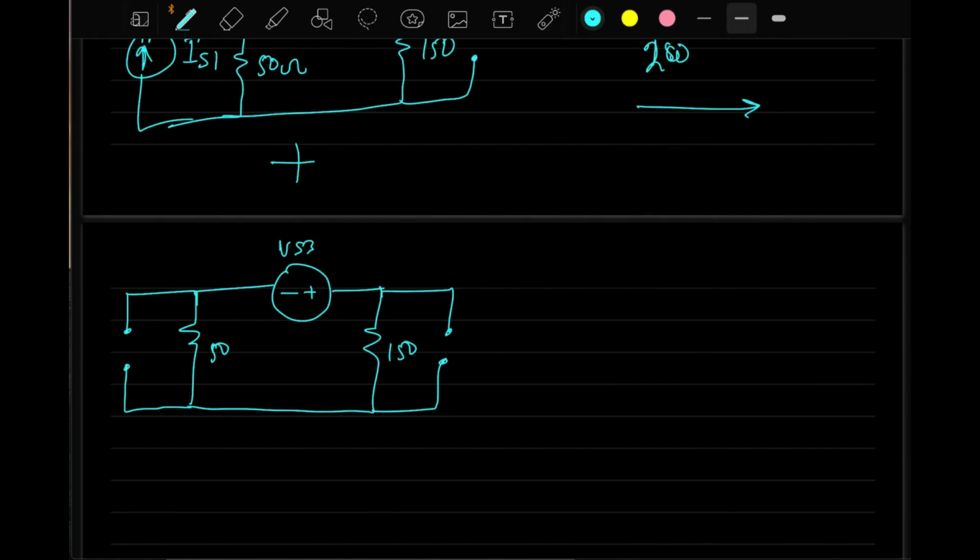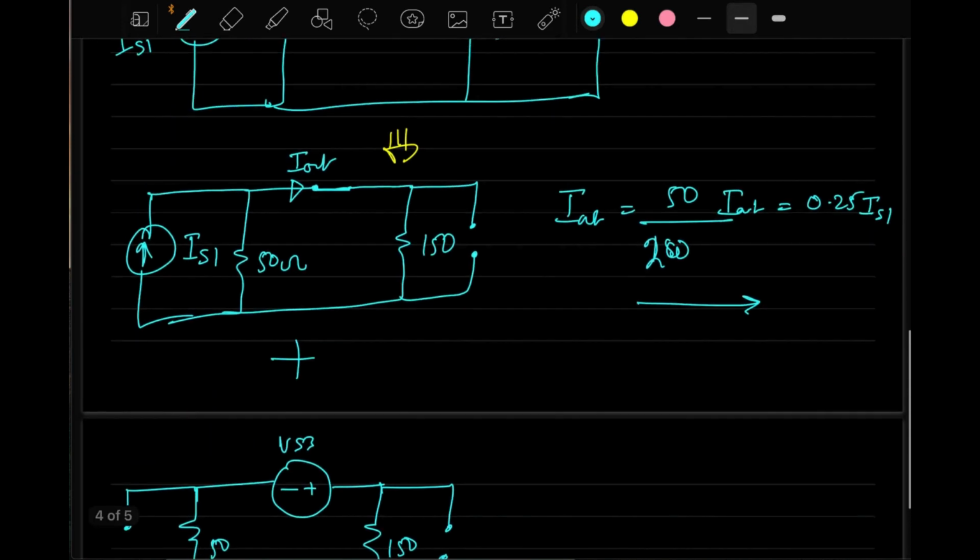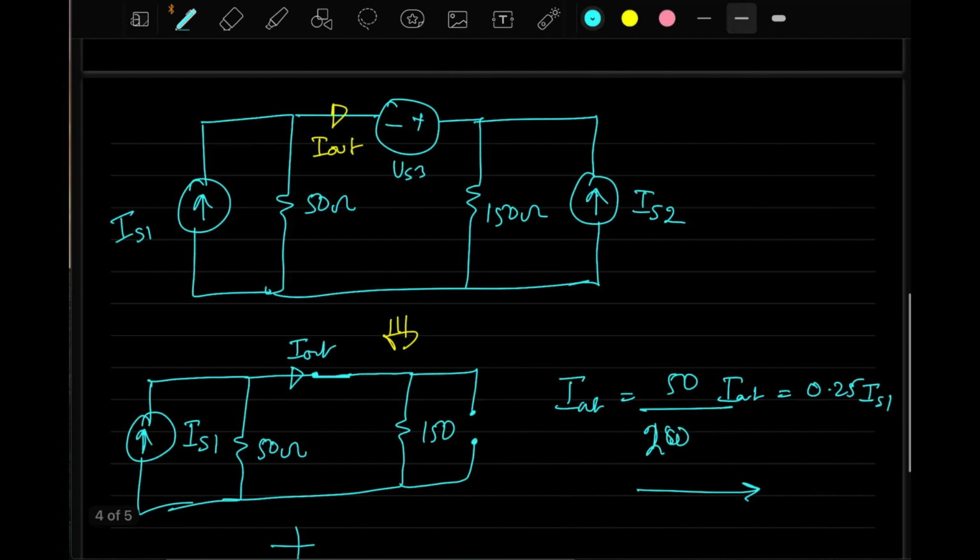By symmetry, they will be equal, right? Sorry, what are you saying? Which symmetry are you saying? I mean, the current will be the same. No, why will the current be the same here? These are two different current sources, right? The resistors are also different. If we take IS2 activated, then also 150 and 50 will be in parallel. In that sense, you are right. But the direction of the current we have to see.